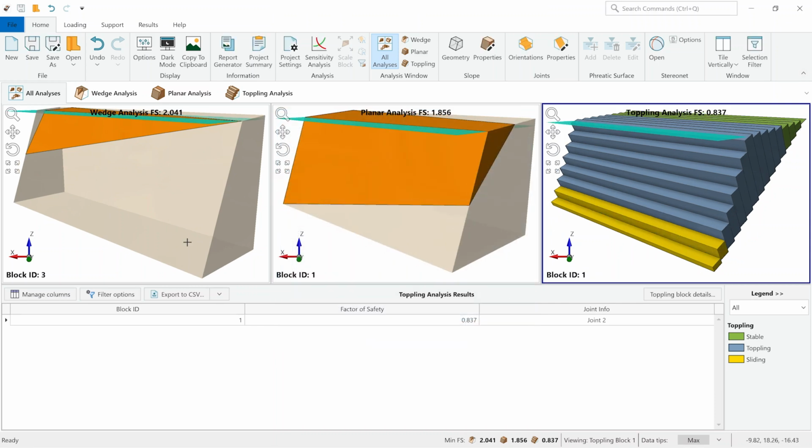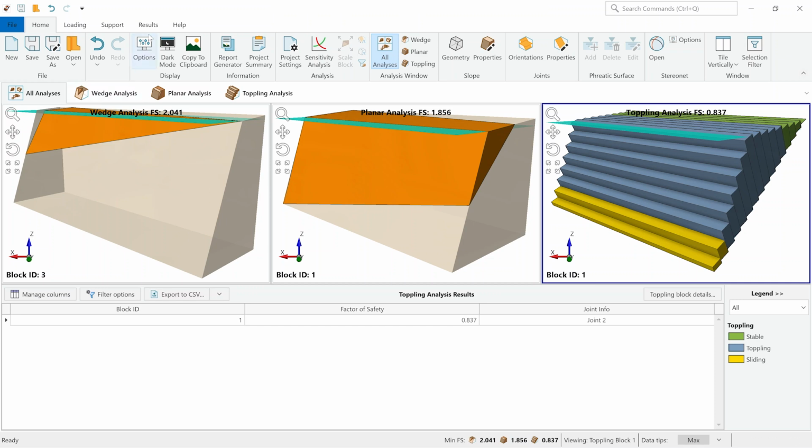Clicking OK will add a water surface to our model as shown here. And we can also see that the factor of safety for all of our analyses has changed and indeed increased. This makes sense because the water force is actually keeping the wedge block and planar blocks in position and preventing them from sliding. In the case of the toppling analysis, the water force is reducing the driving force causing the blocks to topple. We can also look at the pressure values at different locations along our slope.